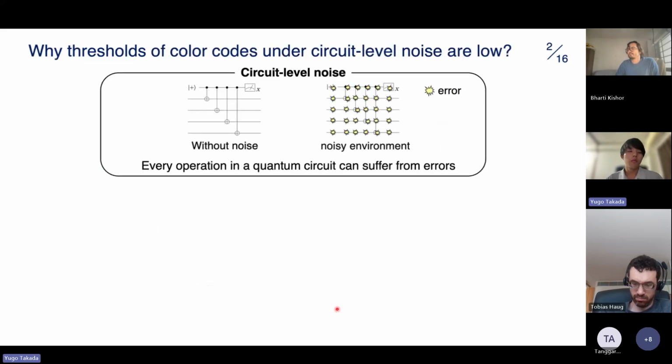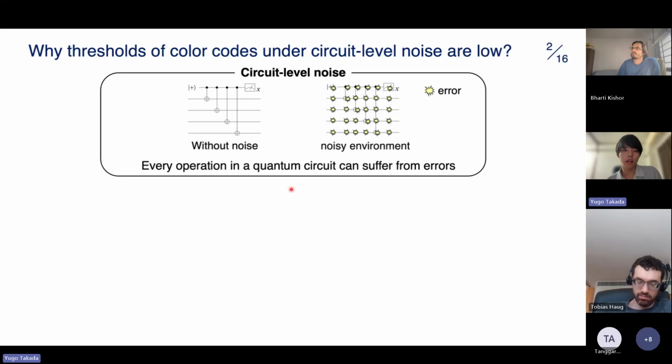Okay, let me explain why the threshold of color codes under circuit level noise are low to begin with. In fact, under the code capacity noise or phenomenological noise, in which only data errors or data errors and measurement errors occur independently, the thresholds of color codes and surface code are not that different, but the situation is different in the case of the circuit level noise.